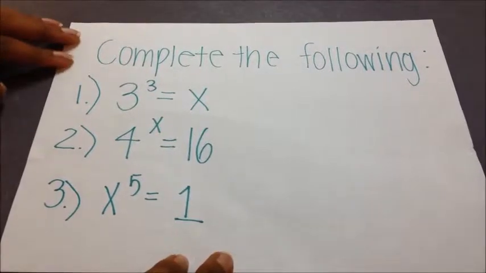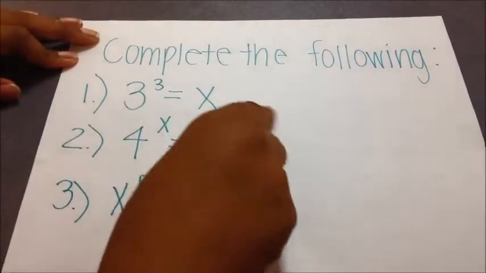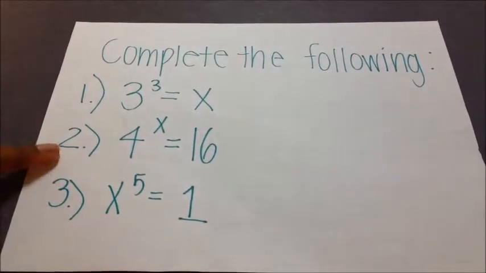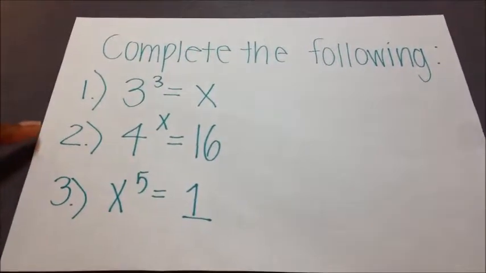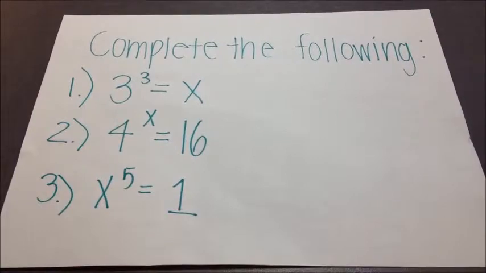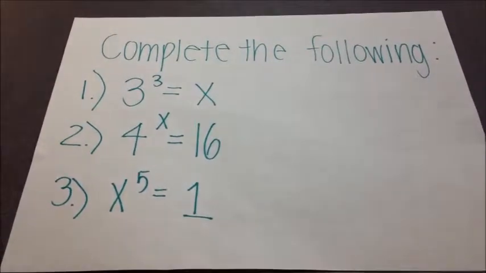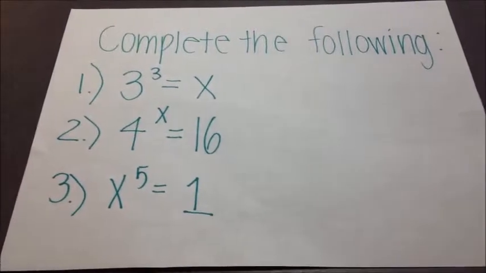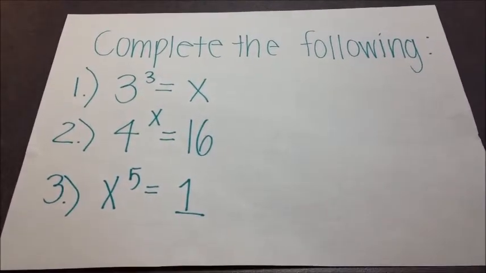For number 1, since the base is 3, it would be log base 3 of x equals 3. Number 2, since the base is 4, it would be log base 4 of 16 equals x. And number 3, since the base is x, it would be log base x of 1 equals 5.